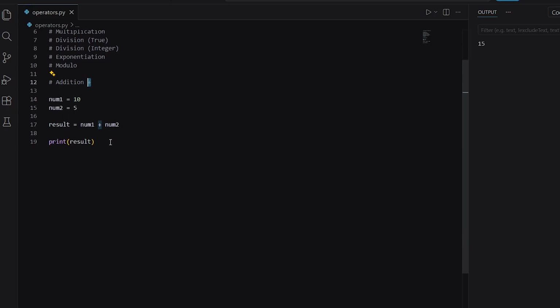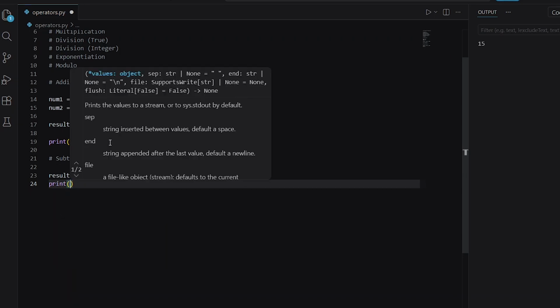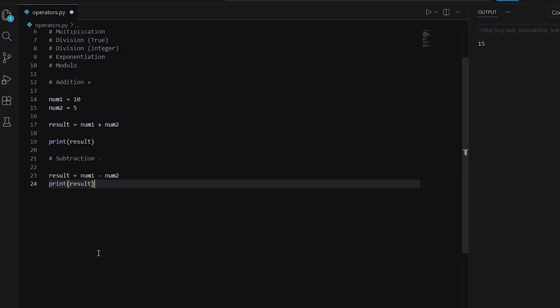Now let's look at subtraction. So we'll have subtraction. And for subtraction, we use the minus symbol. So let's try it out again. We'll have result is equal to num1 minus num2. Then we'll have print result. And we'll run it. 10 minus 5 is equal to 5. So we have 5 here.